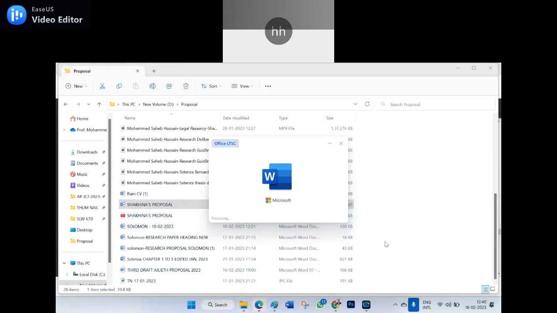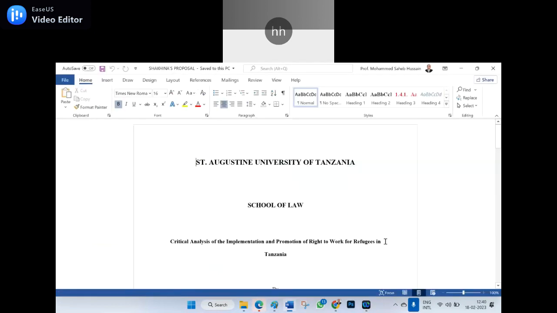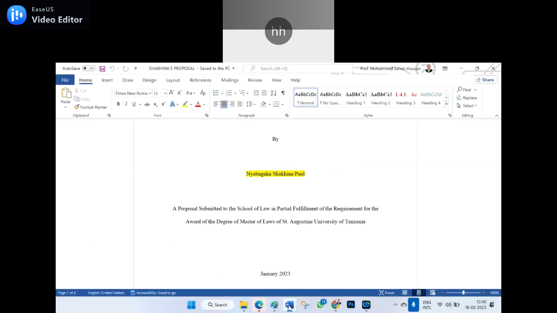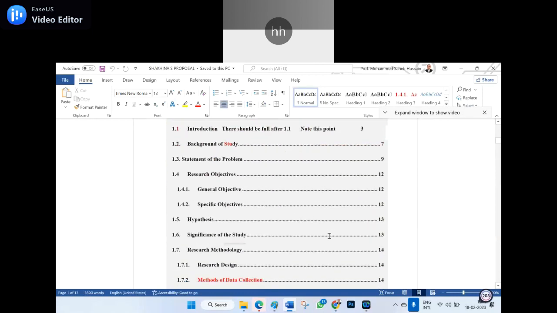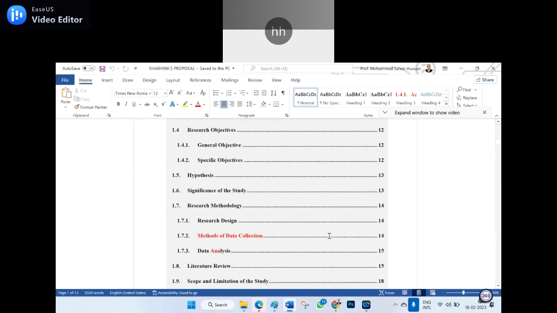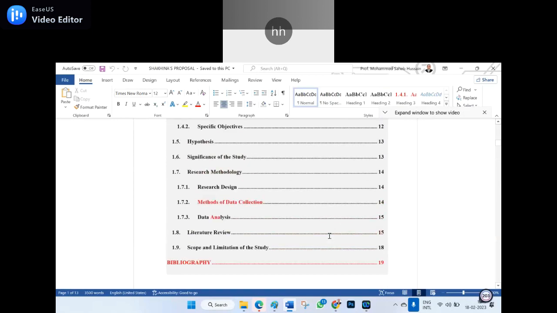So that is another hitch of yours. I told you many times that you have to write like this, you have to write like this, but I did not notice whether you have written the way that I have told. Because, for instance, I made here the general introduction and the implementation, the promotion of the right to work, refugee in Zambia, only as a subheading for the chapter, and you have to write the general heading. Okay, you made it.